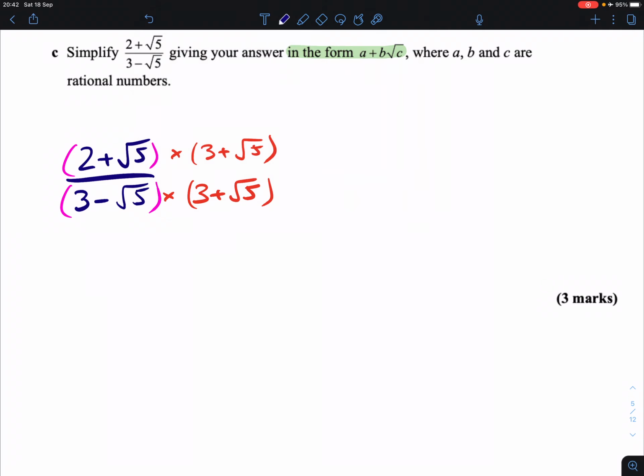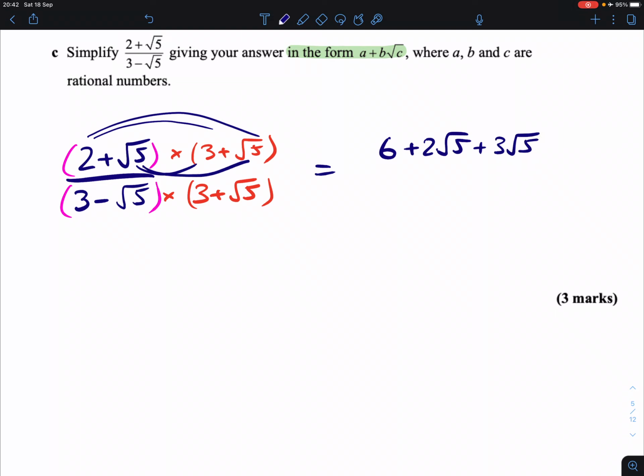So being careful with how we expand all of these out, we have 2 times 3 to give us a 6, we have 2 times root 5 to give us a plus 2 root 5, root 5 times 3 will give us a 3 root 5, and then a root 5 times a root 5 gives us a 5 on the top, like so.